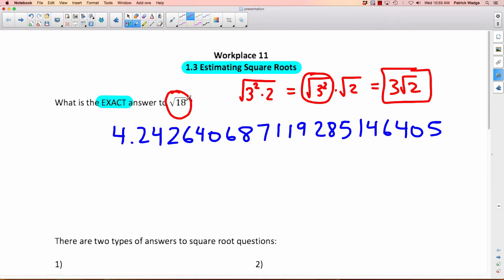But root 18 is also exact. This is exact, this is exact, this is not exact. This is just an estimate. So don't worry about this if this confuses you. My point here is that when you use a calculator for square roots, it's not giving you exact answers, unless it's what kind of number? What if it was a perfect square and you used a calculator? Well, of course you're going to get an exact number because the answer is just 4, and your calculator can handle that.